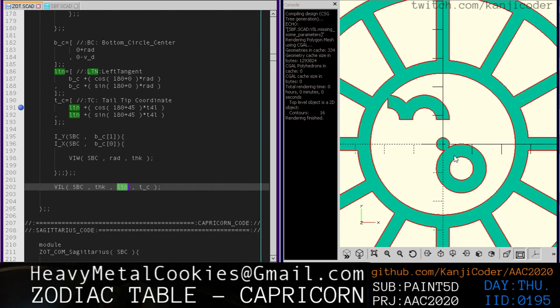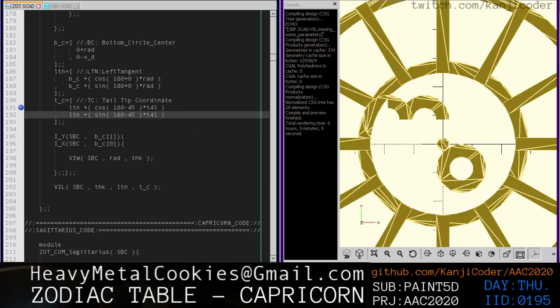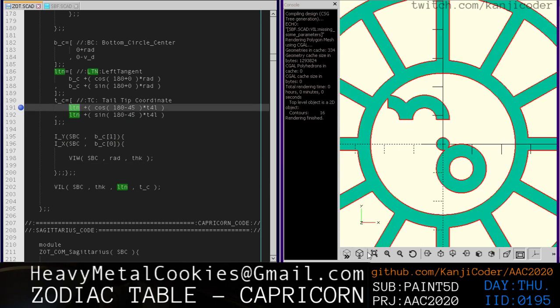Oh, because the tangent is right in here. And then we did 180 plus 45. We want to do 180 minus 45. My bad. So 180 minus 45. Okay. F4. And nothing. LTN.